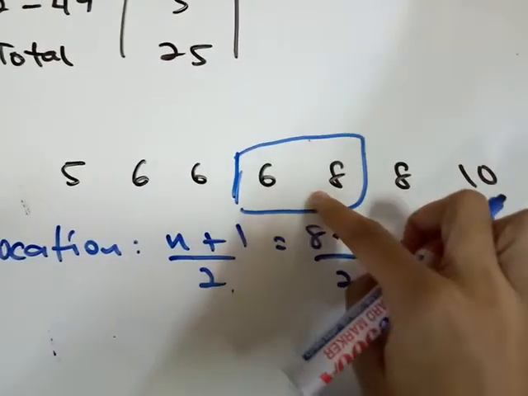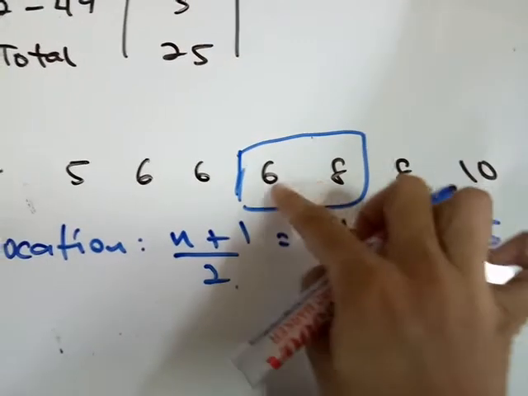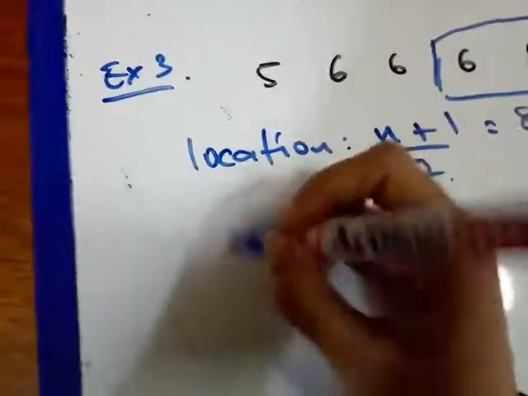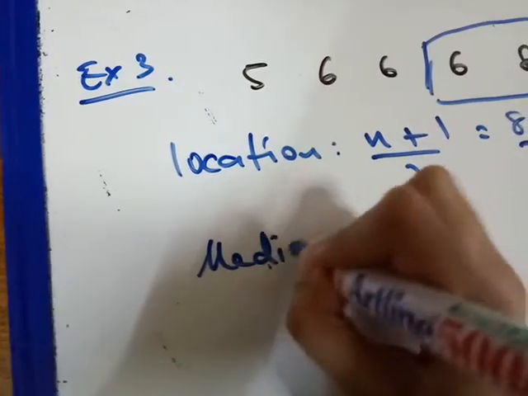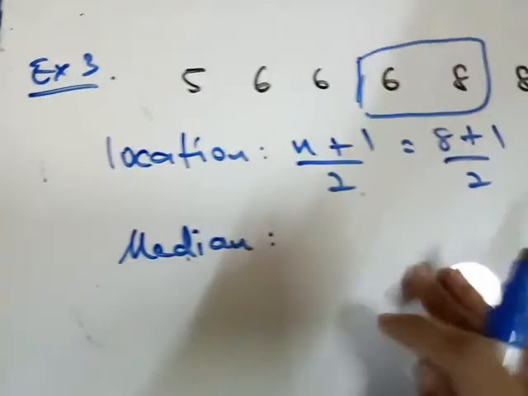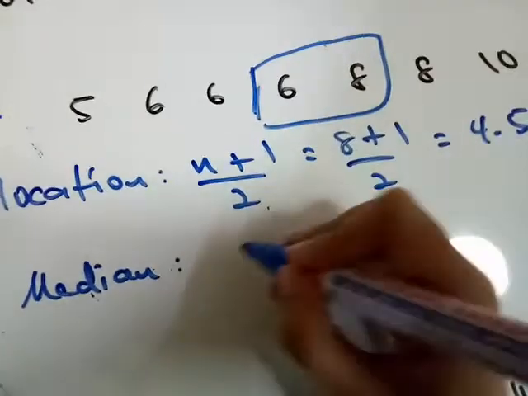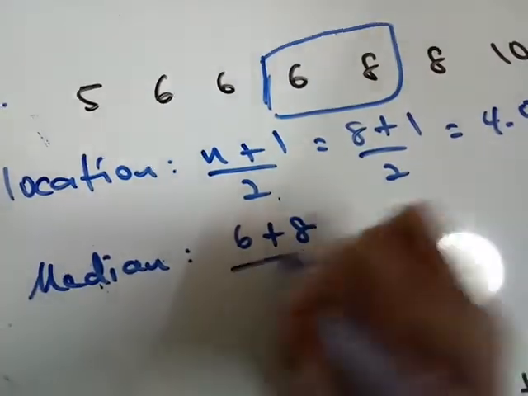Okay, take these two data, 6 and 8. Okay, apa kita nak buat dengan 6 and 8 ni? So the median, awak kena cari the average between these two data. 6 plus 8 divide 2.